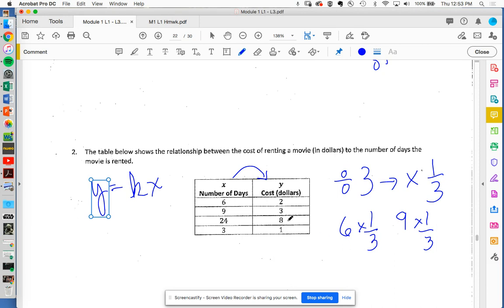1. Okay, so the rental amount is for $1, you get 3 days of rental. Is that consistent the entire time? Yes, so this one would be yes, proportional. Proportional. And why? Because K is always equal to, in this case, 1/3.